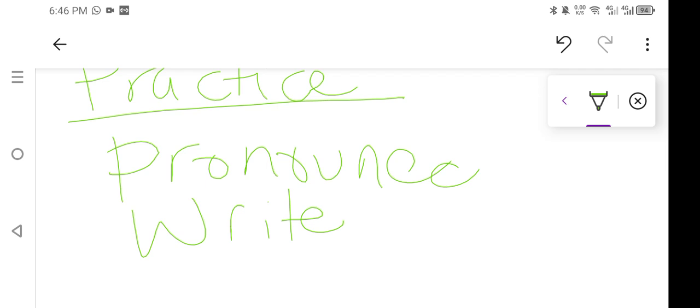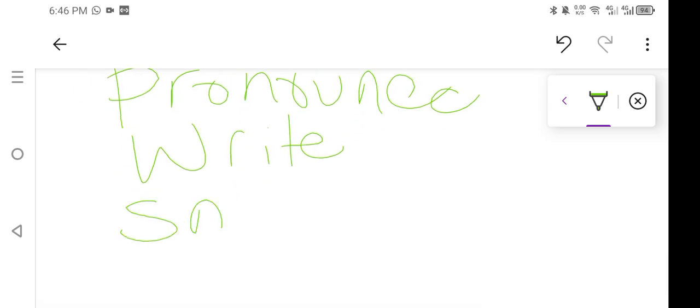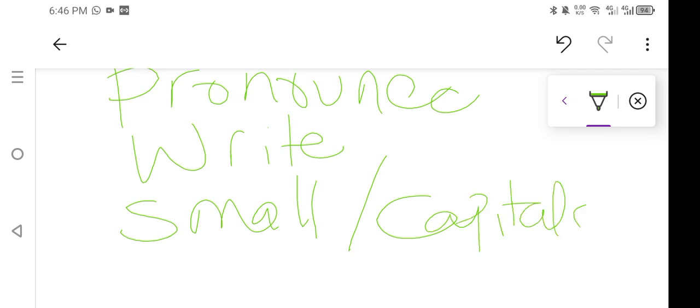Make sure you're able to pronounce it and write it and be able to tell, at least as you write, do the small but also do the capital letters. All right. And then you'll be able to progress to the next lesson.